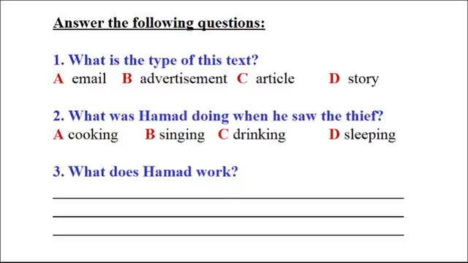After we read the passage, we have 3 questions. 2 questions are multiple choice questions, and the last one is an open-ended question. Here you have to write the answer in the last one. For example, the question for the first 2: what is the type of this text? An email, advertisement, article, or a story? You choose your answer here, one of these 4 multiple choices.